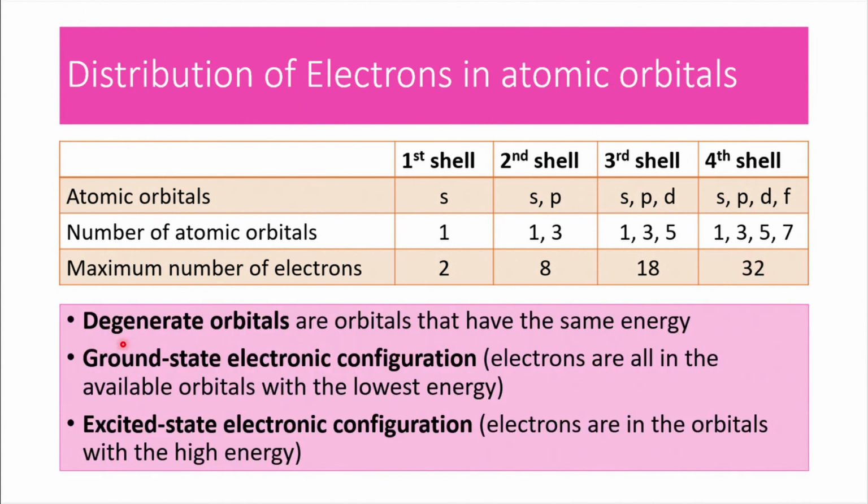As we mentioned earlier, degenerate orbitals are orbitals having the same energy. When we talk about ground state electronic configuration, what we mean is the electrons are all in the available orbitals with the lowest energy, and when we say excited state electronic configuration, what we mean is the electrons are in the orbitals with the higher energy. So, these two terms will be used quite often in the course.